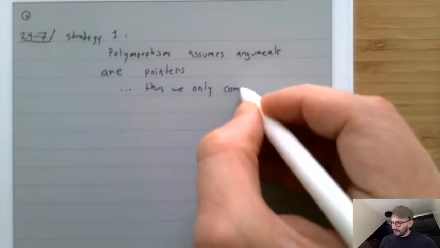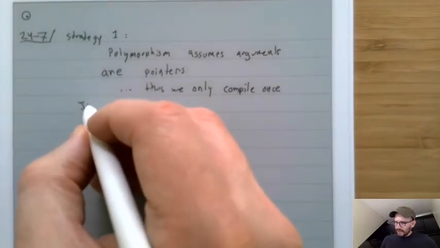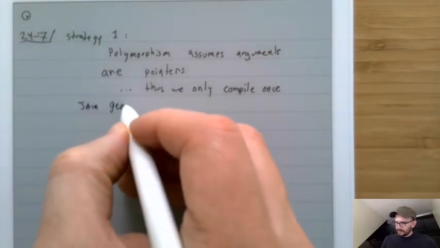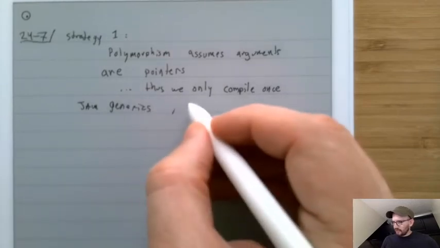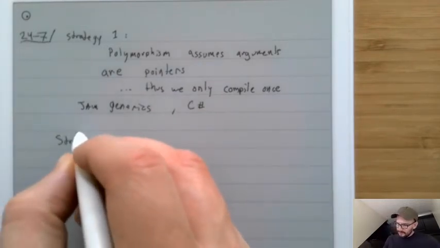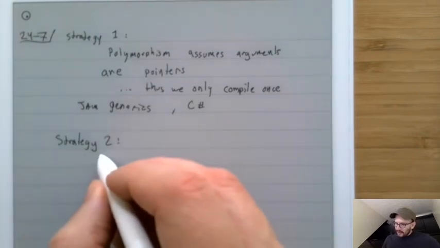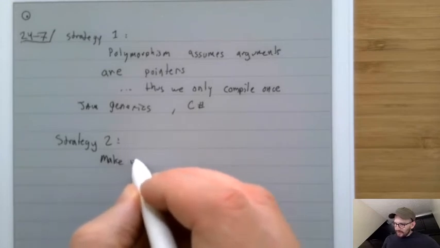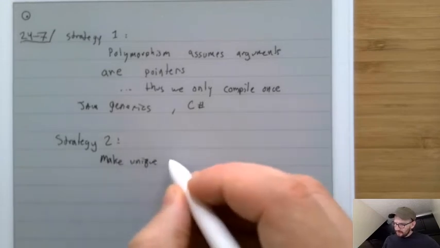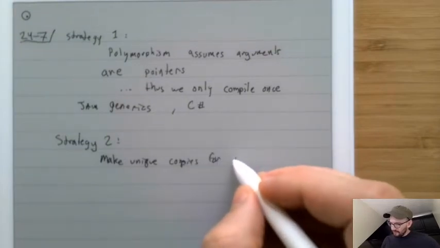Only compile once. This is the way that Java generics and corresponding features in C# work. It's a very common technique. Strategy 2, however, says make unique copies for every type.